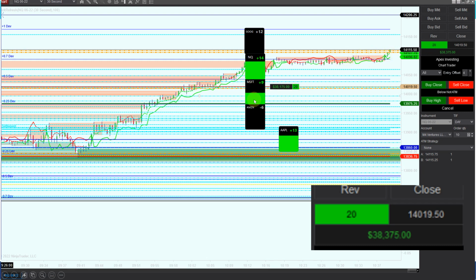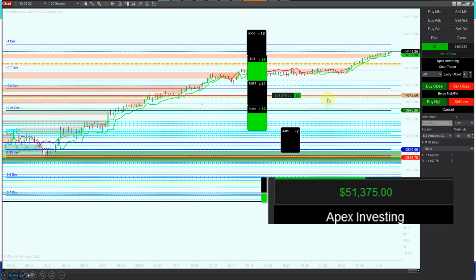And by the way, you don't have to use the sound. Some people are like, I don't know about the sound. You can turn the sound off. I actually turn the sound off. I just watch it because I have it on my charts. And it gave me confidence to go through this 0.7 dev and these dynamic magnets. And I stayed in the trade even longer, made $51,000 on the trade this morning.